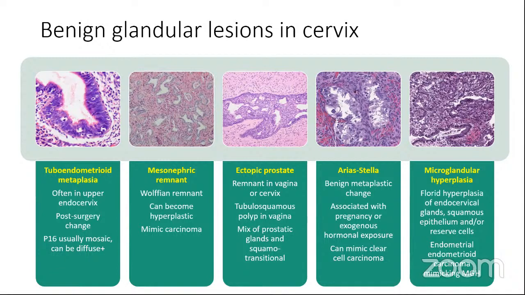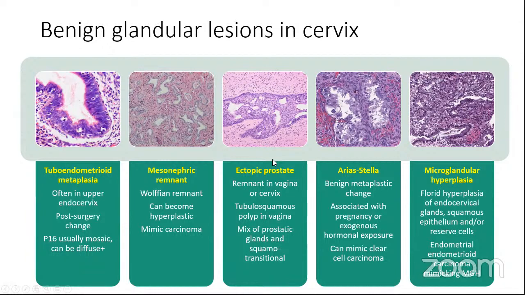The P16 is usually mosaic, but can be diffusely positive, which can be really difficult to interpret if your differential is with AIS. But really, you should not see the apical mitoses and apoptotic bodies that you would typically see in HPV-associated adenocarcinoma in situ. Mesonephric remnants I talked about in the context of mesonephric carcinomas. They're Wolffian remnants. They can become hyperplastic and can mimic carcinomas.